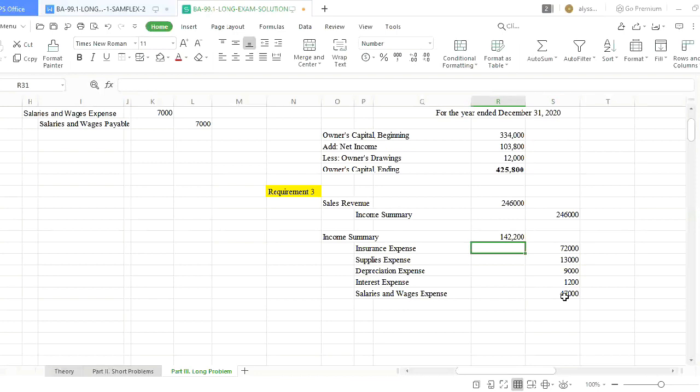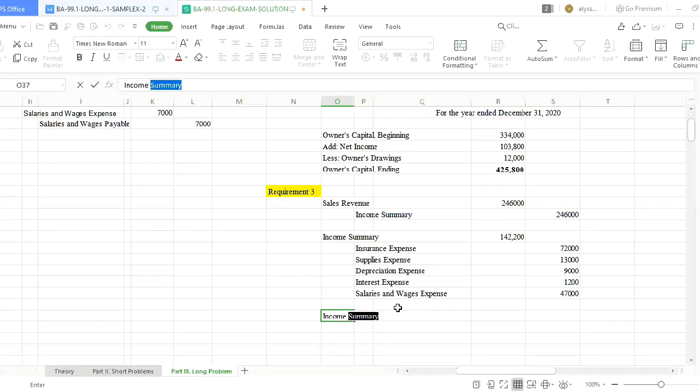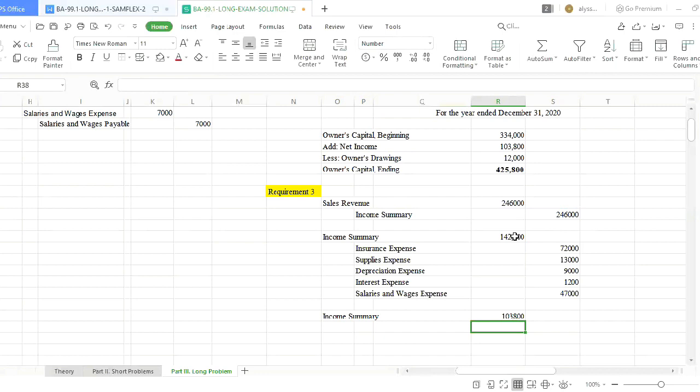So basically we're just journalizing our net income. In the income summary, we have 246,000 credit and 142,200 debit. So it has a credit balance. Since it's a credit balance, it's a profit. After getting this income, we then transfer it to owner's capital. Since it's credit, to transfer it, we debit income summary, so 246,000 less 142,200. That's 103,800, so that's the net income. Transfer it to owner's capital.